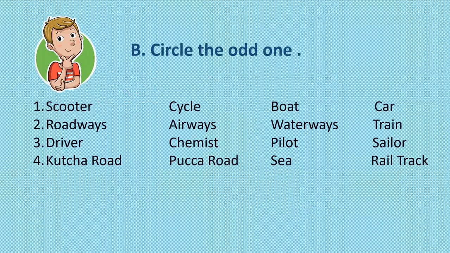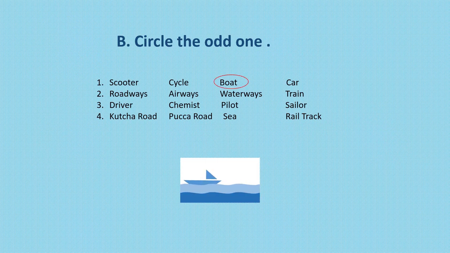Now we will discuss next question, B part. You have to circle the odd one. First, scooter, cycle, boat, car. Second is roadways, airways, waterways, train. Third, driver, chemist, pilot, sailor. Number 4, kacha road, pakka road, sea, and last is rail track. So you have to tell which is the odd one. From first point, you see boat is the odd one. Why? Scooter, cycle, car, these are the land transport.